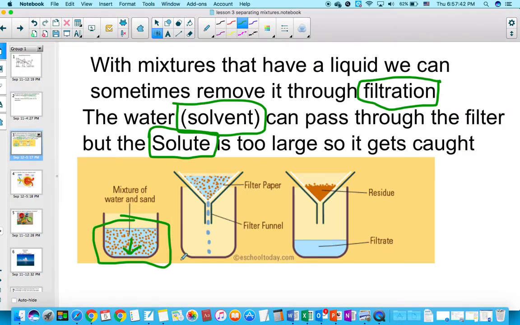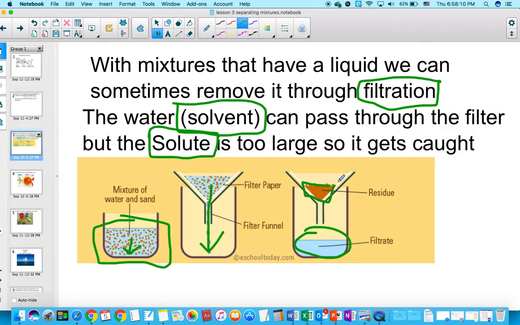So you can take this mixture of sand and water, put it in filter paper, and put it through a funnel. The water will pass through the filter. The molecules are small enough to pass through the filter and down through the funnel. The sand, however, is too big. The particles of sand are way too big, so they collect in the filter. And now you've quickly separated the mixture of sand and water.